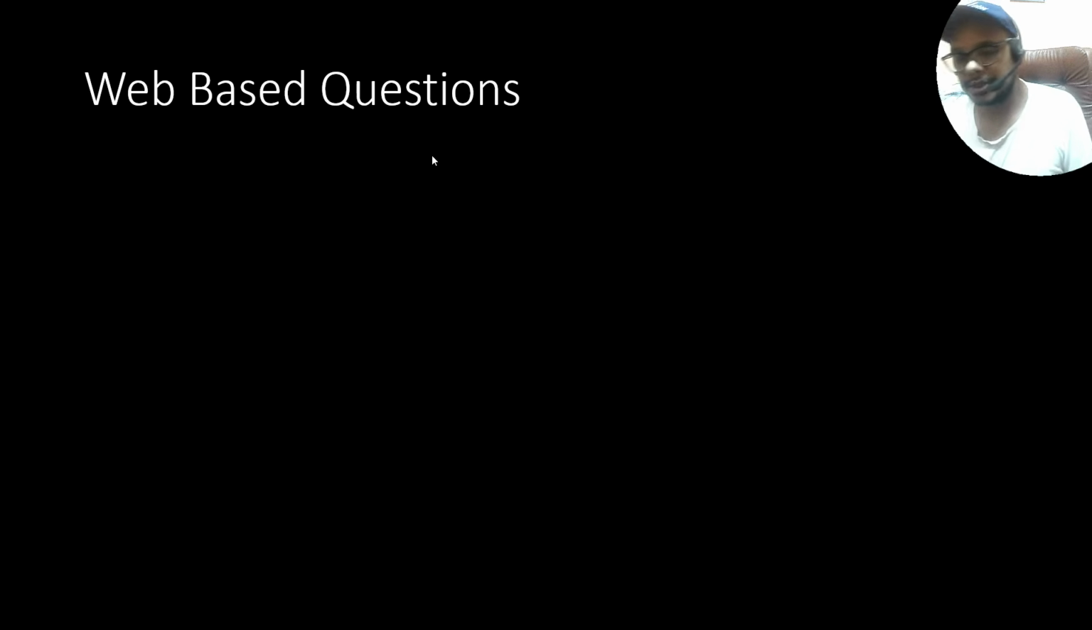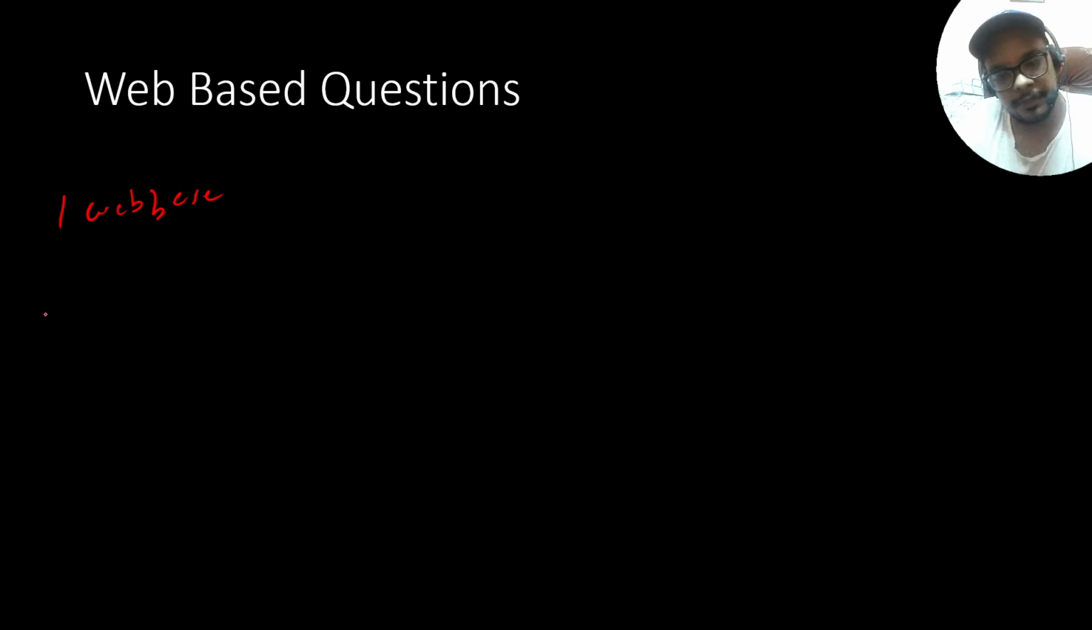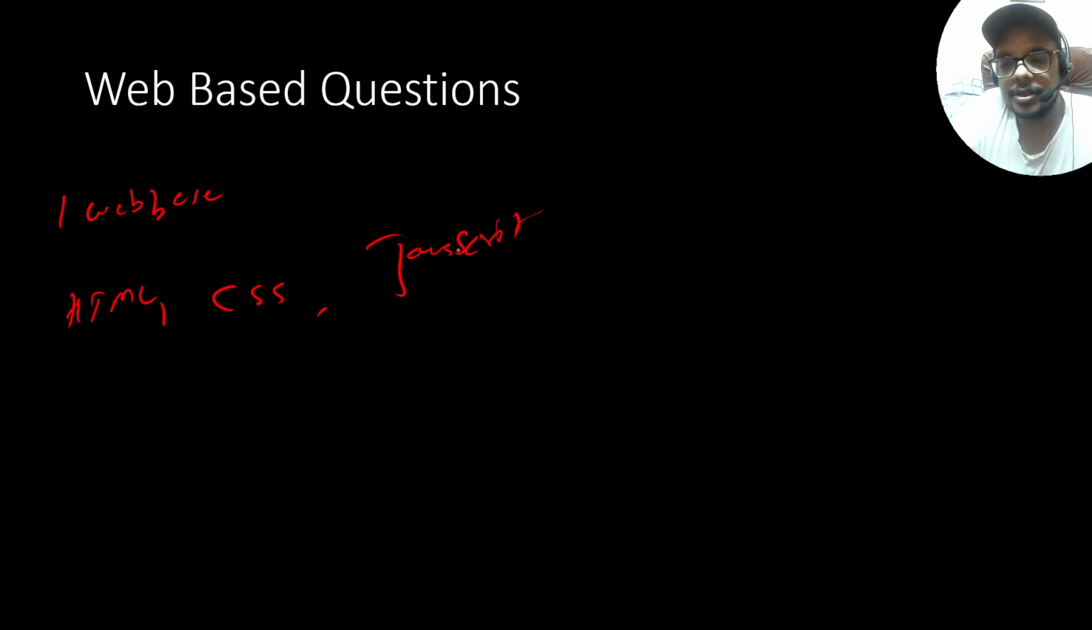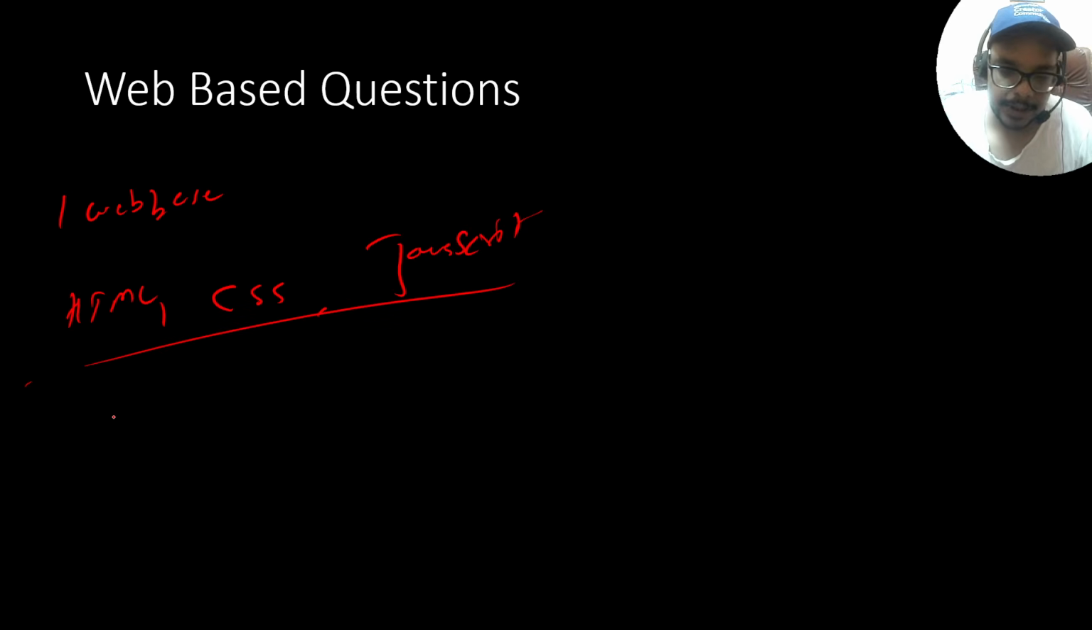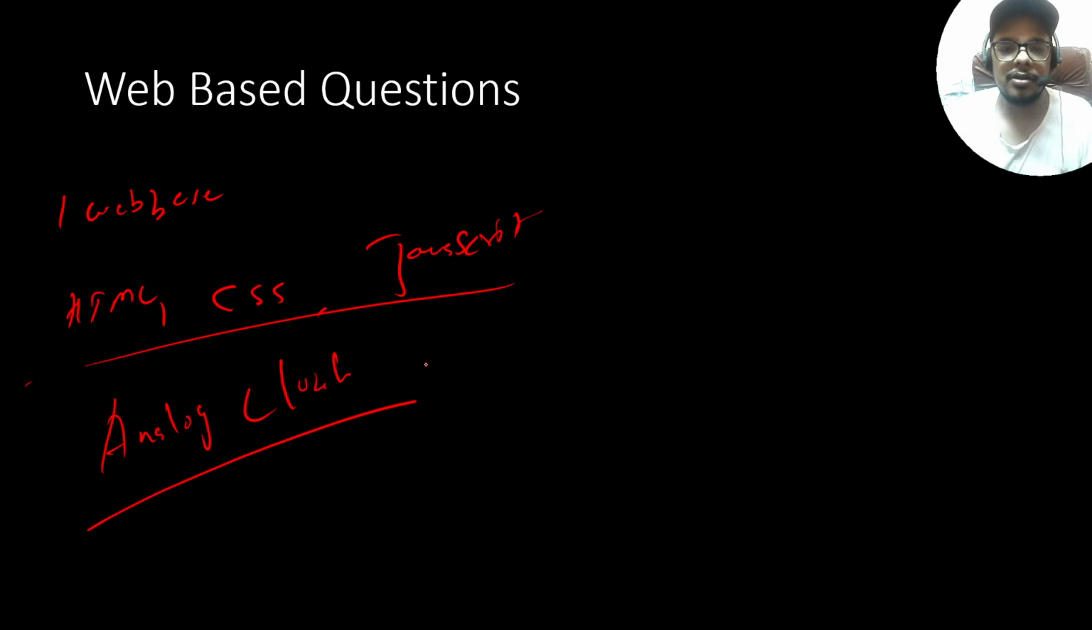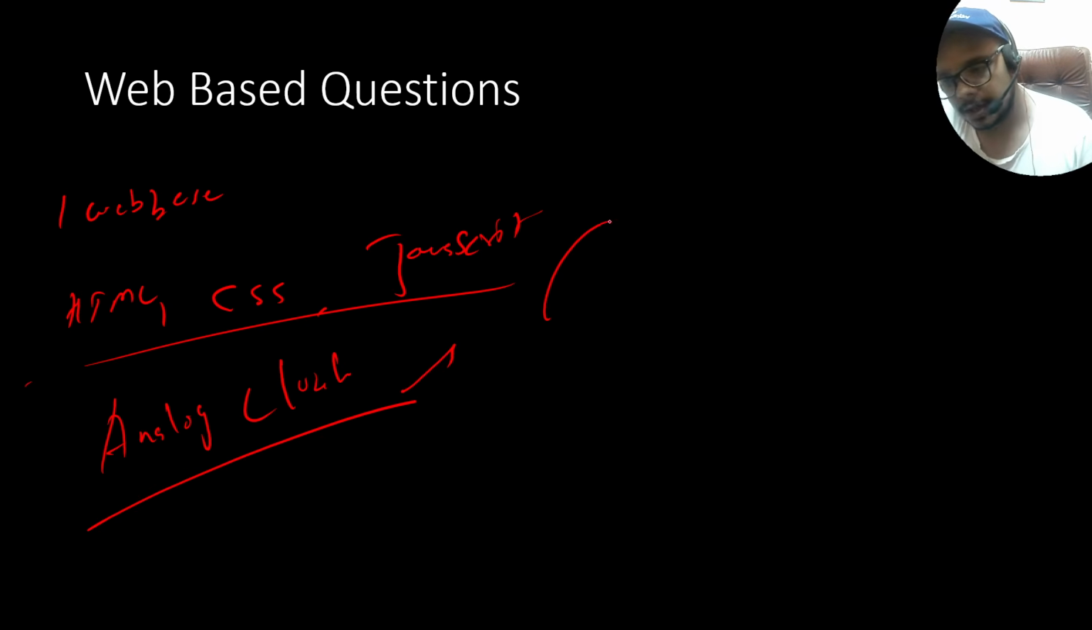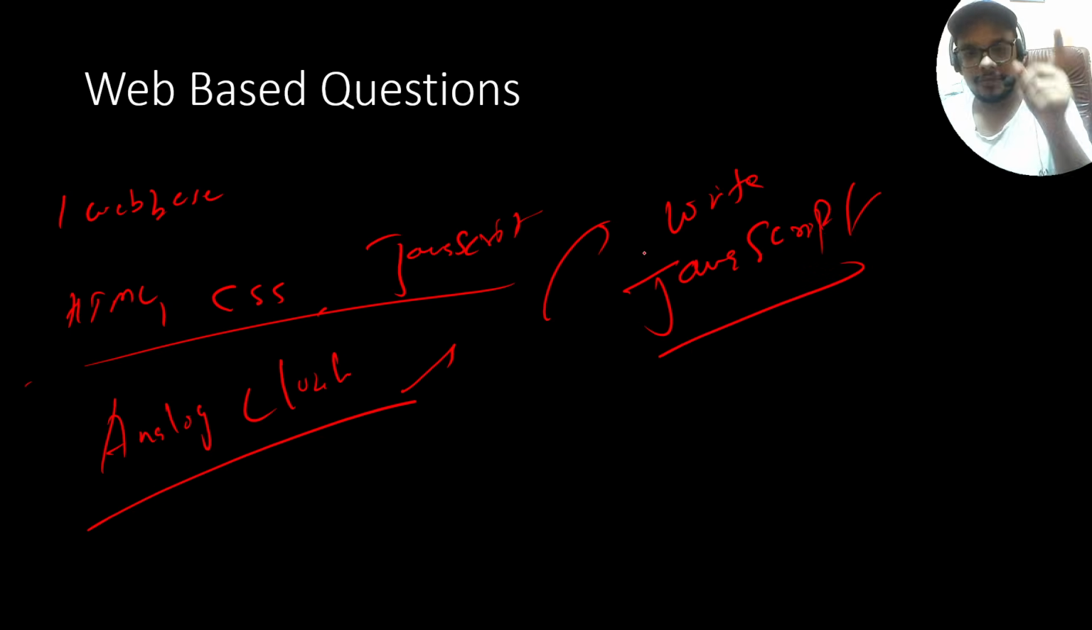Then there is the web-based question. One web-based question you will get, which will be based on HTML, CSS, and JavaScript. Last year, what did they ask? They asked you to design an analog clock. They already provided the interface. You need to write the function in JavaScript so that the analog clock works properly.